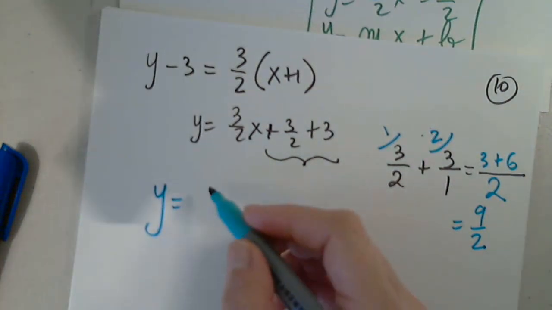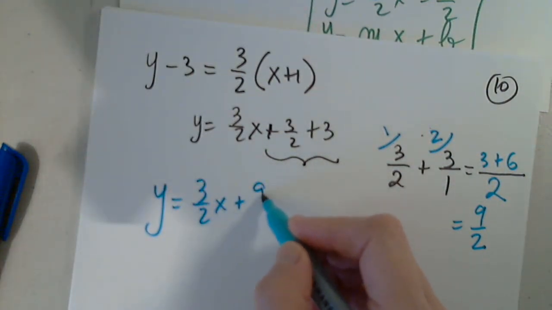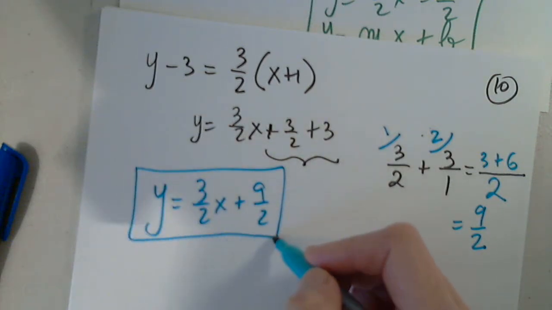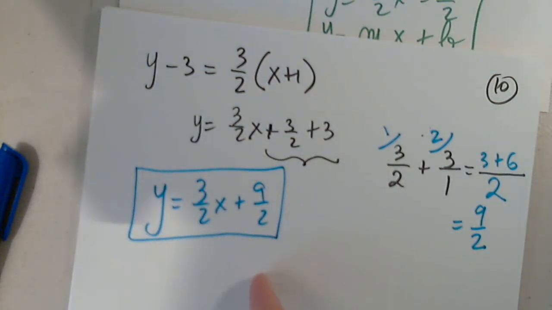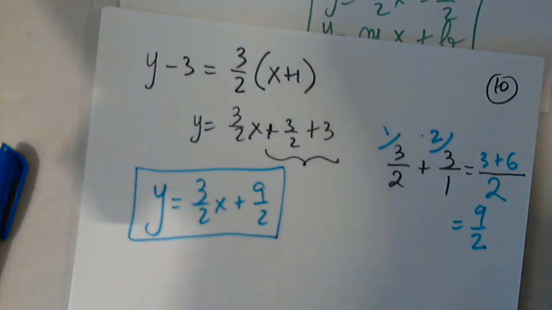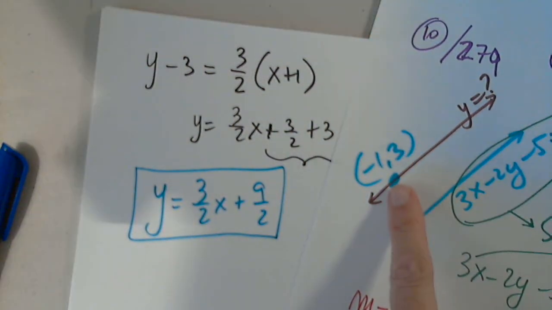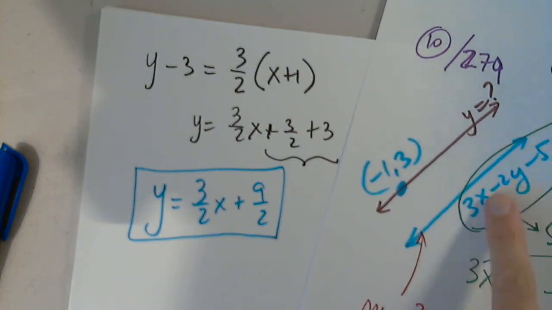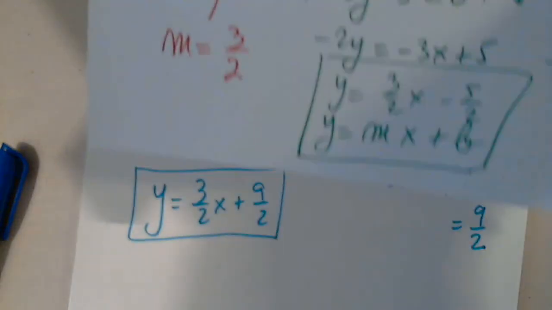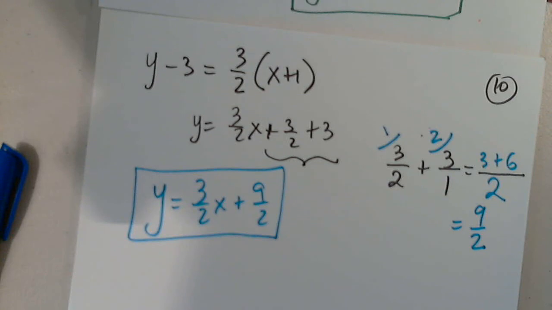So y equals 3/2 x plus 9/2. And the question is, what does this represent? Well, this is the equation of the line that is going through, passing through negative 1, 3, and parallel to the blue line. That's what that represents.